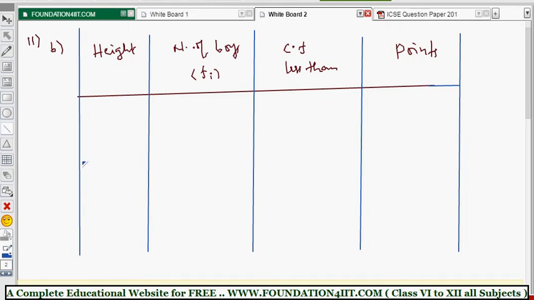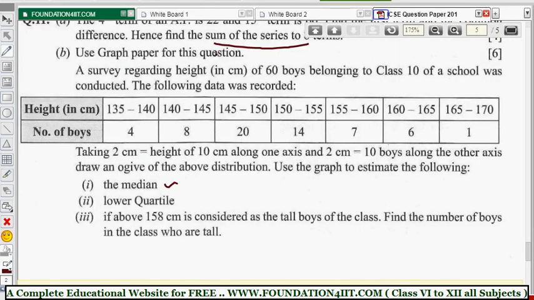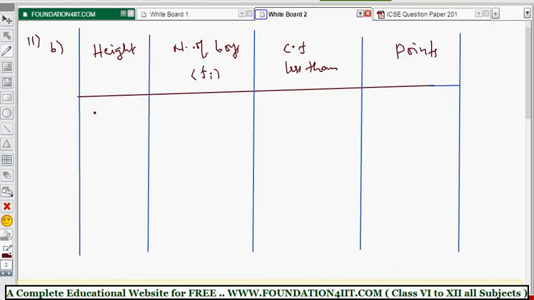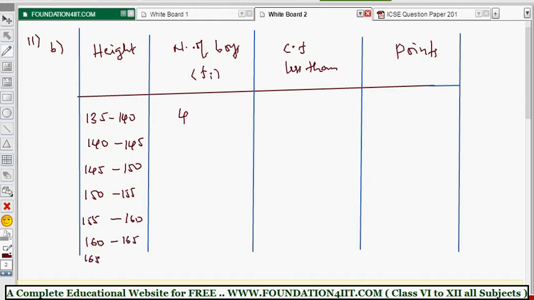So height will start from 135. I come to the question: 135 to 140 has 4 students, and 140 to 145, again 145 to 150, 150 to 155, 155 to 160, 160 to 165, and 165 to 170. So the frequencies are 4, 8, 20, 14, 7, 6, 1. Okay, this data is given in the question.